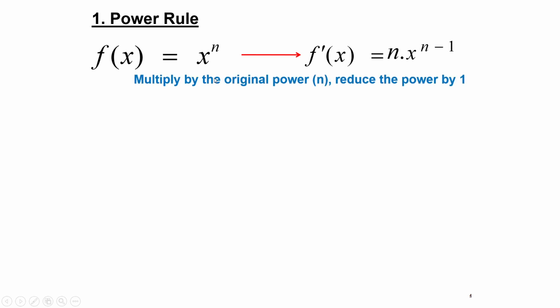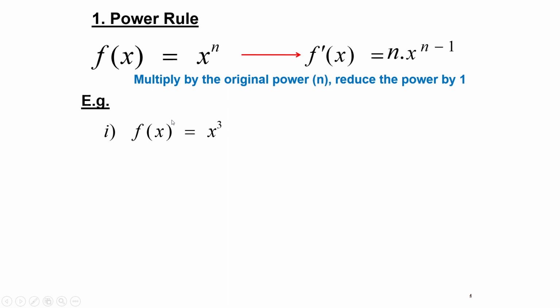In general, we say multiply by the original power n and reduce the power by 1. So you can see that's basically what we have done on top here. We have a function f of x, x power n, and f dash of x, n times x power n minus 1. This is what power rule says. Now we are going to look at some examples.